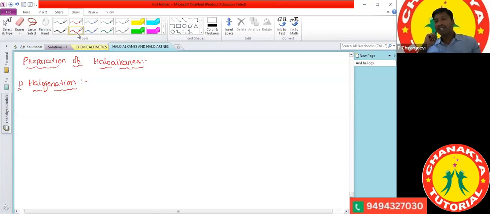Generally we can say alkanes are stable and inert at room temperature, but by changing the reaction conditions they form products. What is meant by the halogenation reaction? When alkanes are treated with chlorine in presence of sunlight or UV light, it forms a mixture of products. To make it clear, first of all I'll explain the halogenation reaction: when alkanes react with halogens.